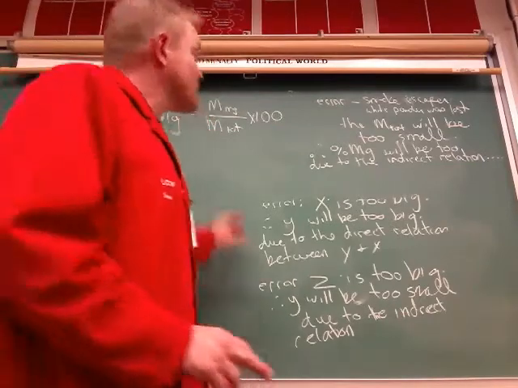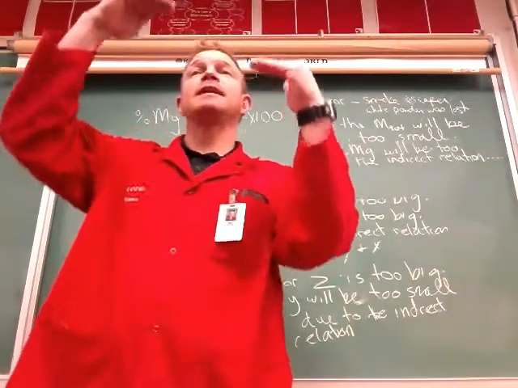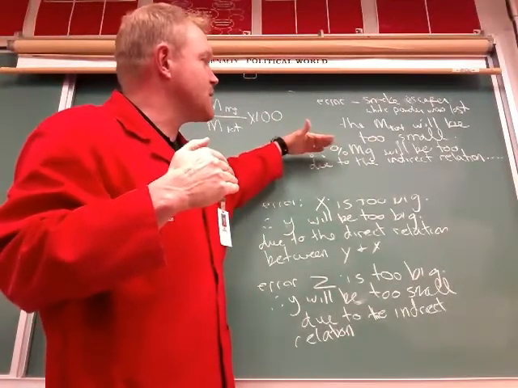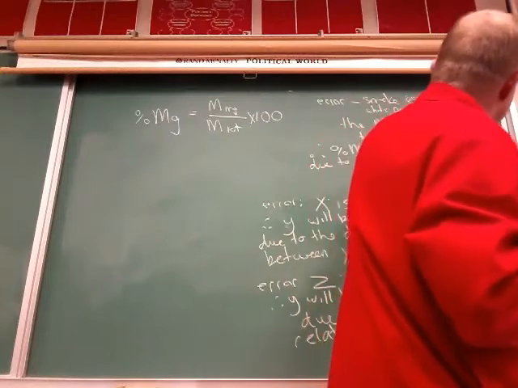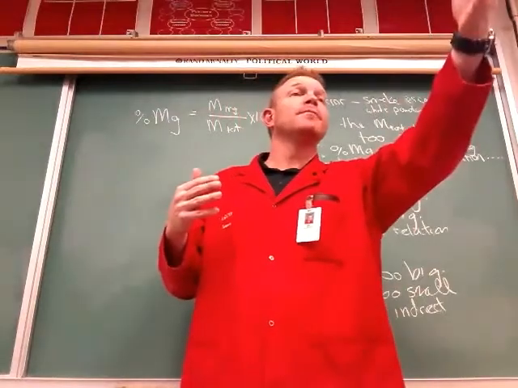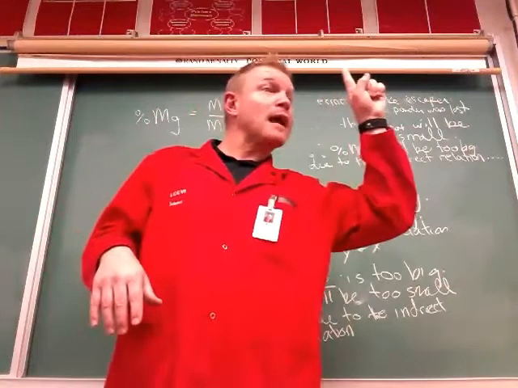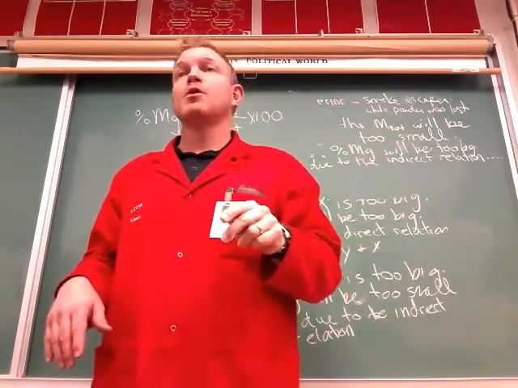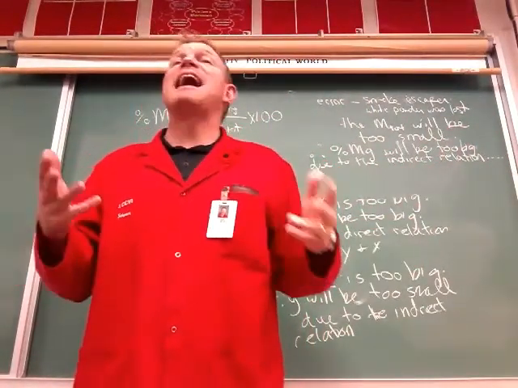Now, notice I made the argument for percentage magnesium. Because the percentage magnesium and the percentage oxygen are linked to each other, if the percentage magnesium is too big, what automatically happens to the percentage oxygen? It's too small. So, you can use that for one of your errors. Now you've got to find a second error, whether you checked the scale or something else you were thinking about. That's up to you.